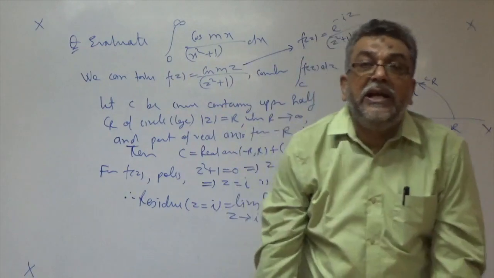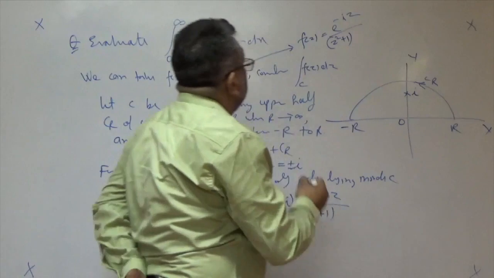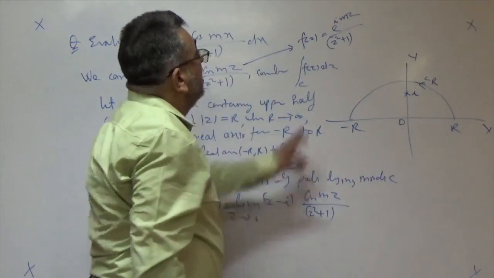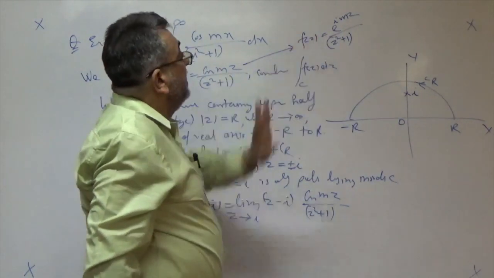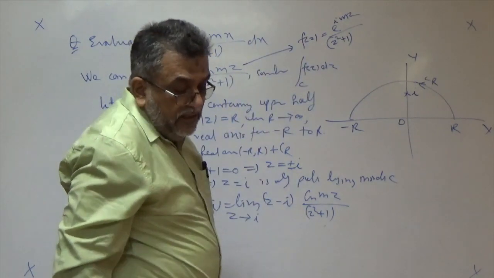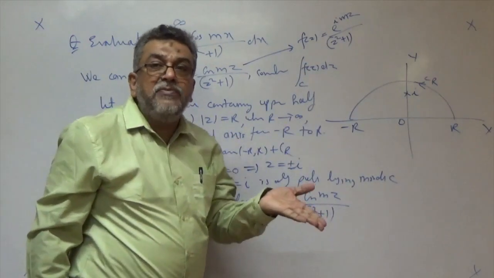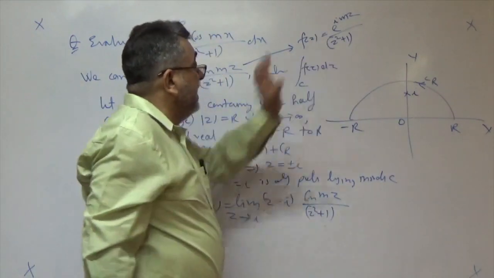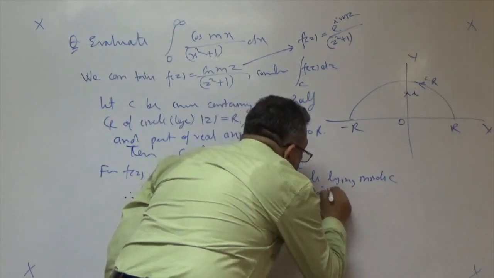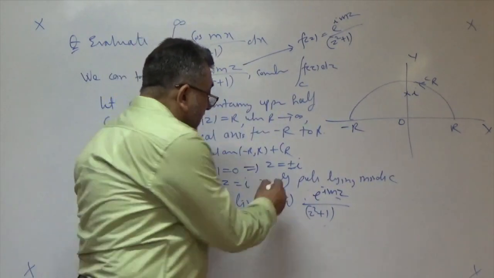Please note this point. Whenever the function contains cos mx or sin mx, then we choose a function in the form of e to the power imz, because by Euler's formula, cos mz is the real part of this. In the case of sin mz, we take the imaginary part, and in the last step we take the real part. So your function is e to the power imz, and we can factorize the denominator as (z minus i)(z plus i), and z minus i cancels out.